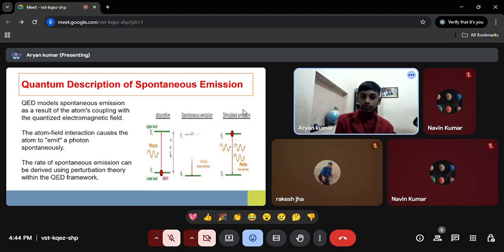Okay, so the quantum description of spontaneous emission: quantum electrodynamics models spontaneous emission as a result of atoms coupling with the quantized electromagnetic field. The atom's interaction with the field causes the atom to emit a photon spontaneously. So, the rate of spontaneous emission can be derived using perturbation theory within the quantum electrodynamics framework.